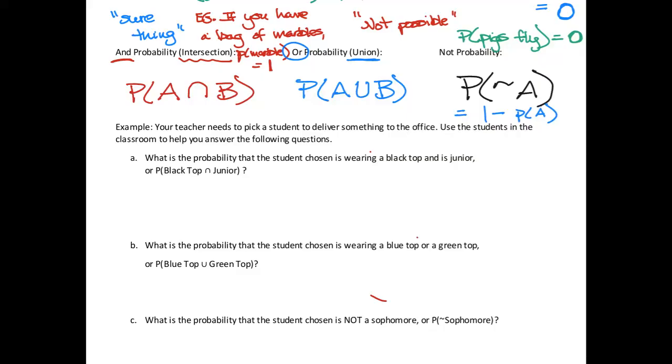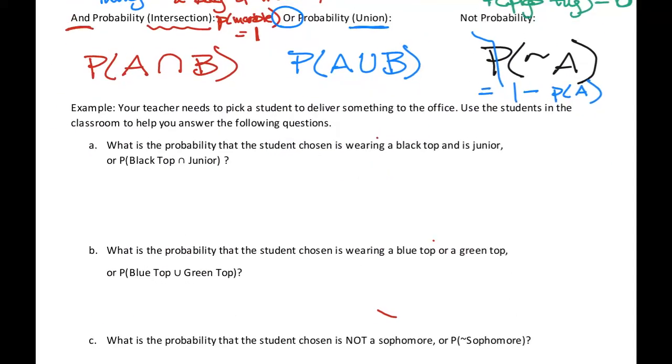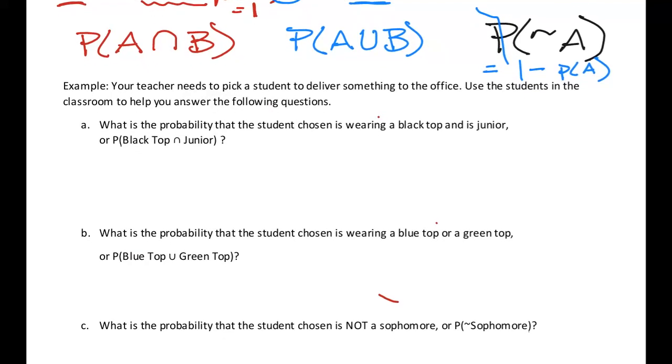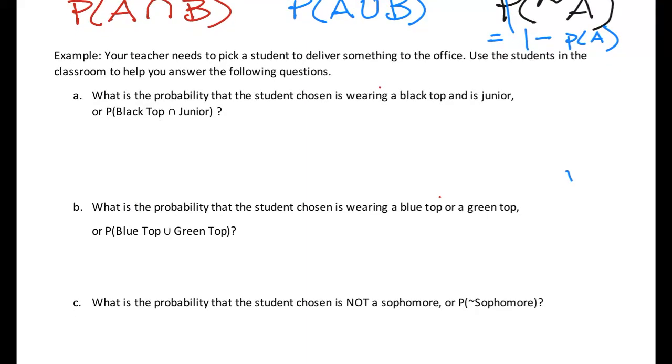All right, let's get to some of these examples. Your teacher needs to pick a student to deliver something to the office. Use the students in your classroom to help you answer the following questions. Well, I guess we're going to be counting anyway. What is the probability that the student chosen is wearing a black top and is a junior? Okay, so this is the "and" statement. Looks like an N, black top and junior.